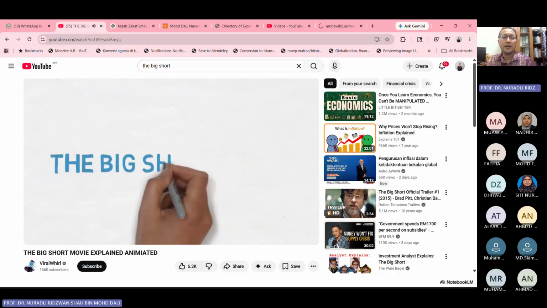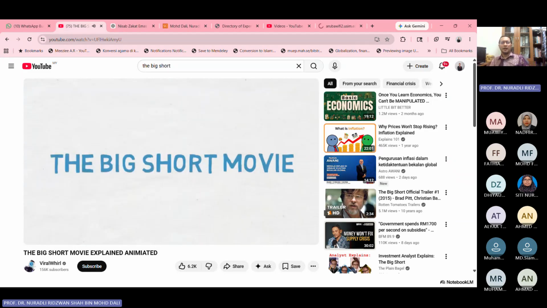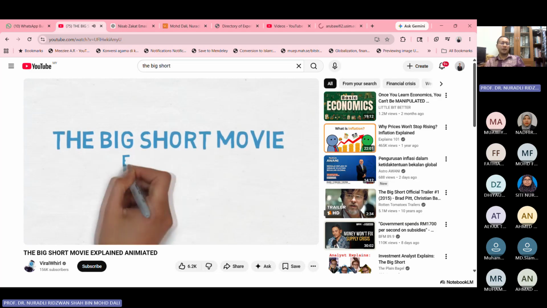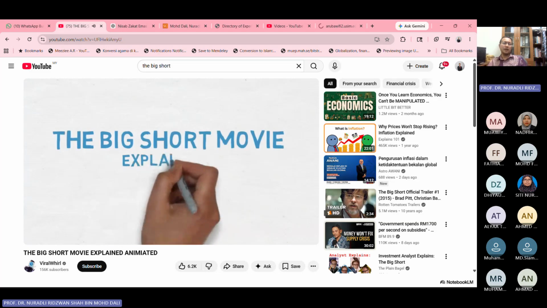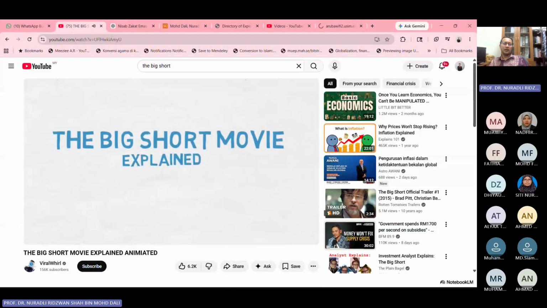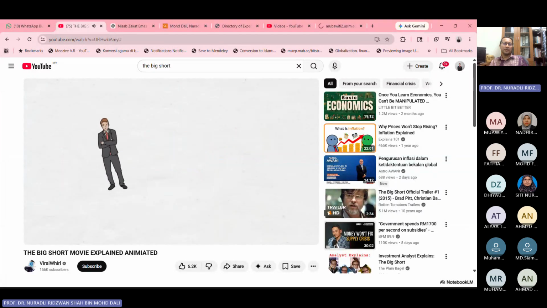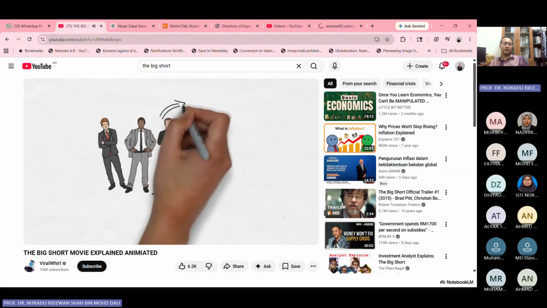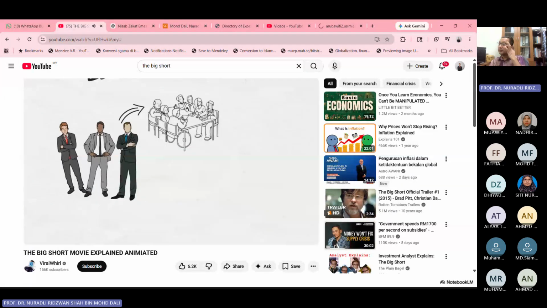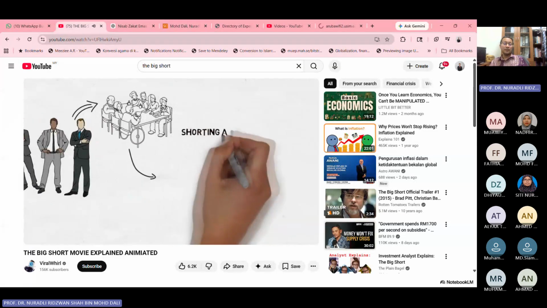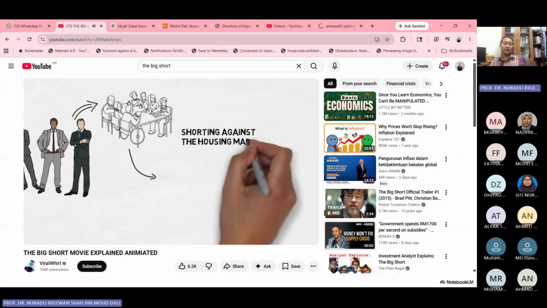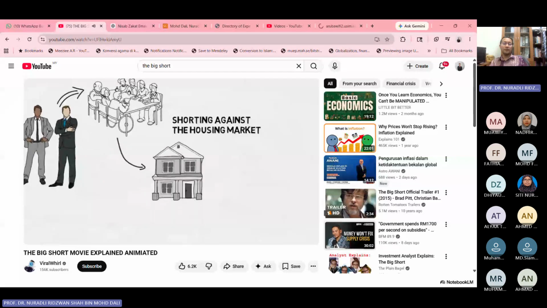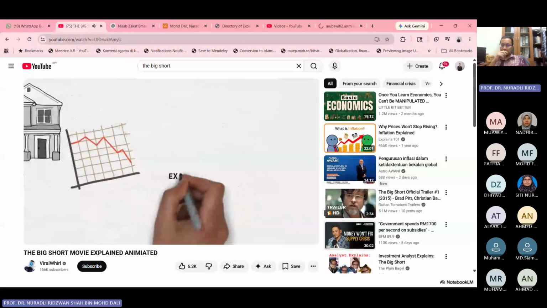After watching The Big Short, a lot of people are confused about mortgages, shorting the market, and the main concept of the movie, so here's a small explanation. Now, in the movie, three groups of investment bankers are betting or shorting against the housing market. What this means is they are simply betting that the housing or real estate market will go down in value.